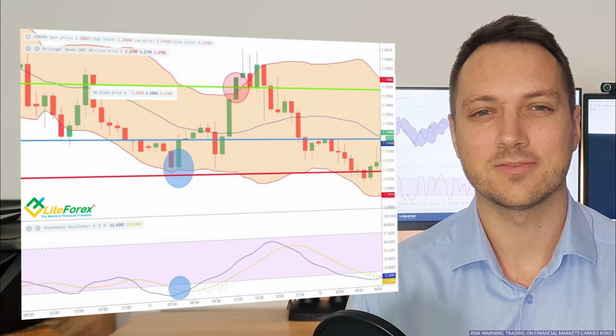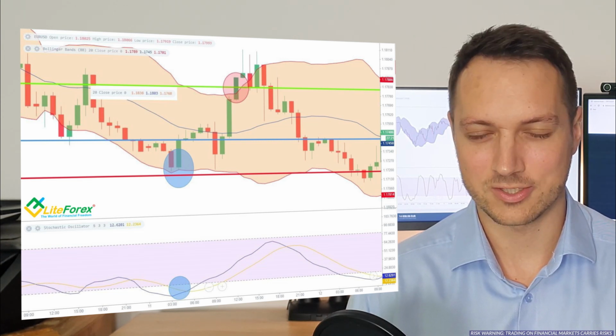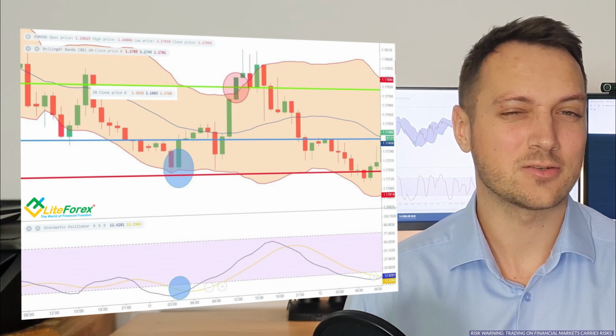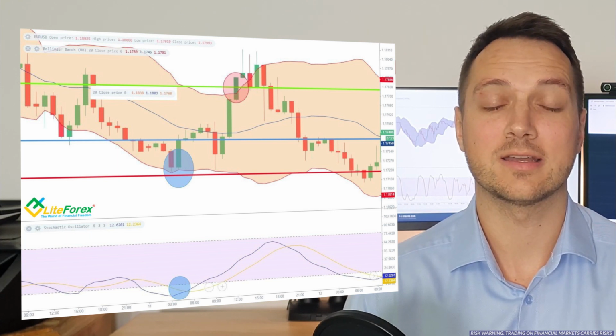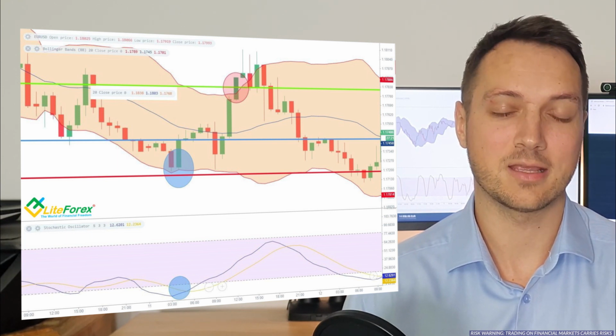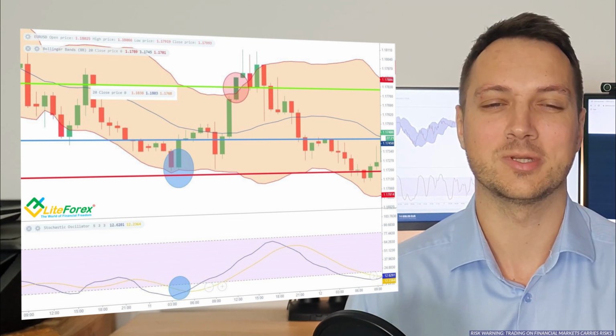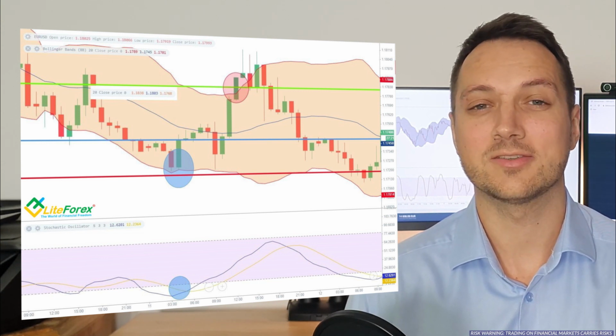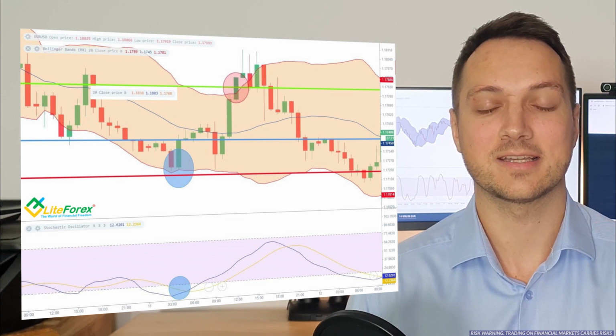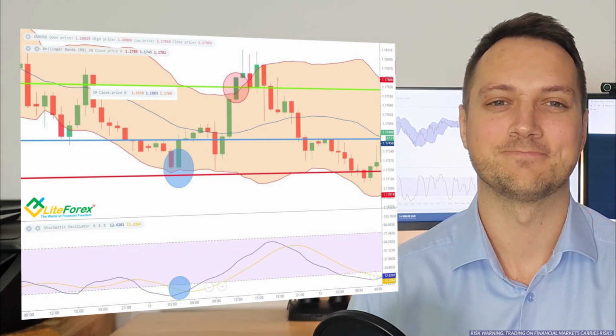Okay, now the conditions that have to be met for a buy trade. The candle crosses, or at least touches, the bottom line of the Bollinger Bands, and the percentage K line crosses the percentage D line bottom up below 20%. We can enter the market on the opening of the next candle after the signaling one.